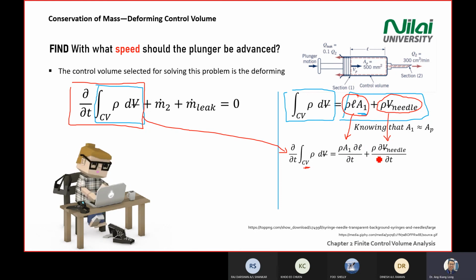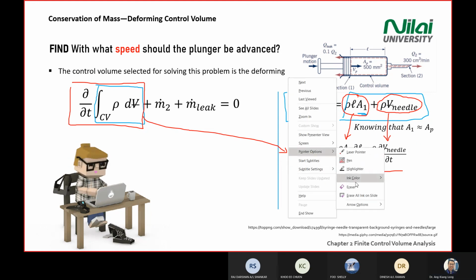Then this one is also the same. The volume of the fluid inside the needle is changing, so you put del V here and pull out the density just beside. So for the second term, you write rho del V, the volume of the fluid that comes out from the needle, divided by del t. So here you have the new equation that you derive from the diagram. Stop me if you're not able to understand what is happening on your screen. No question, we proceed.